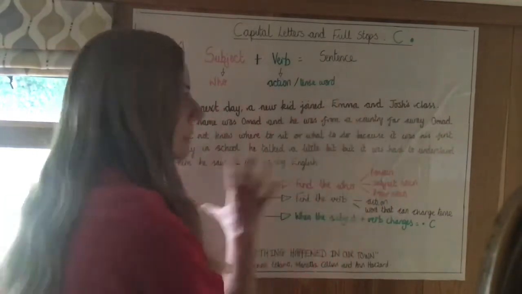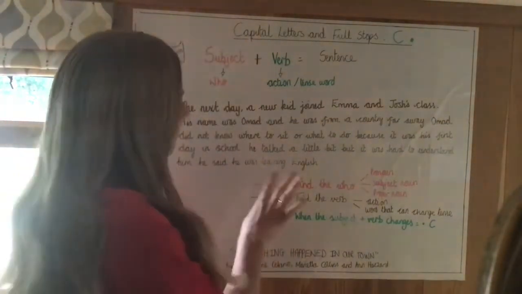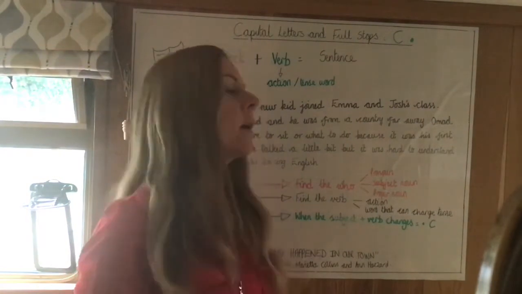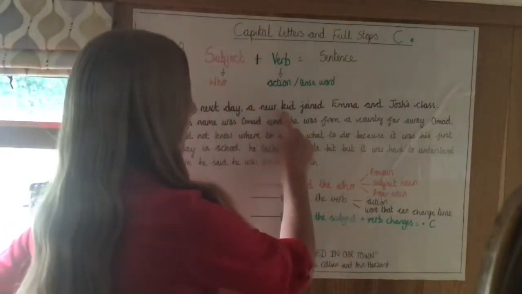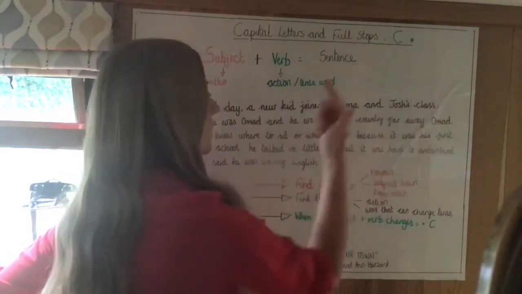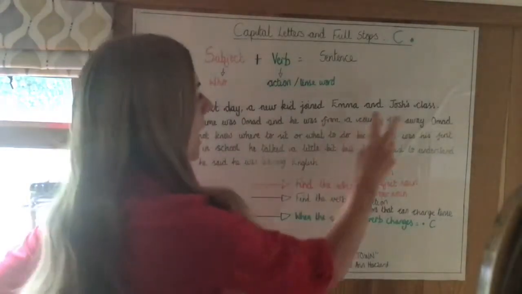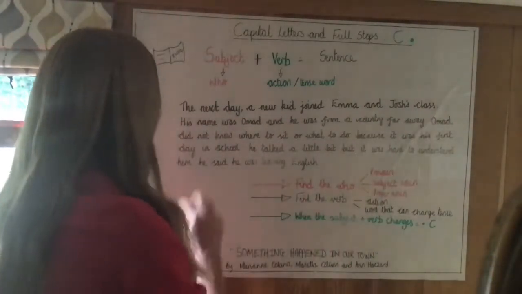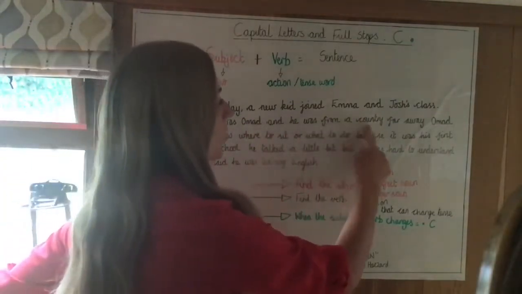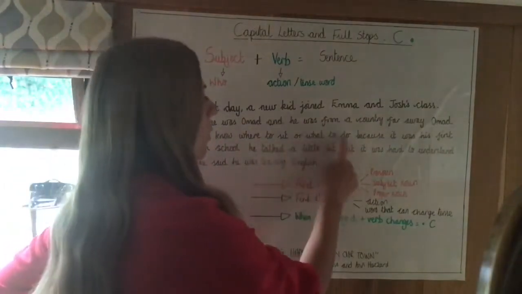Now in all of the rest of the sentences, I've missed out the capital letters and full stops. So as I'm reading it, I'd like you to think where you think that they should go. So here we've found our subject, the new kid, the verb is joined, and that sentence is finished because we've stopped talking about the new kid and the fact they've joined Emma and Josh's class. His name was Omad, and he was from a country far away. Omad did not know where to sit or what to do.